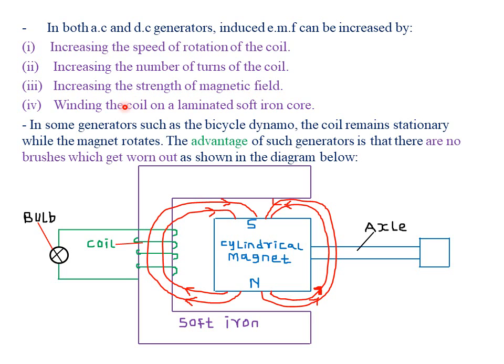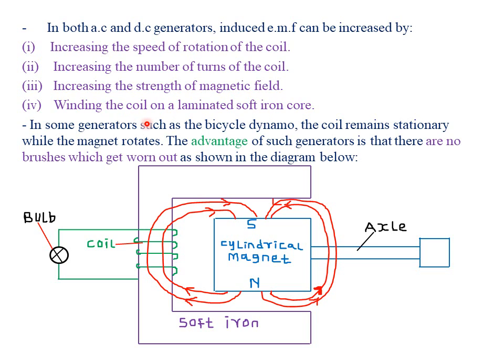Then the fourth way is by winding the coil on a laminated soft iron core. Remember, the advantage of laminating the core is to reduce the eddy currents that bring about the heating effect. Then the advantage of using the soft iron core, remember soft iron is a soft magnetic material which can be easily magnetized and demagnetized. That will simply mean that it will reduce the problem of flux leakage.